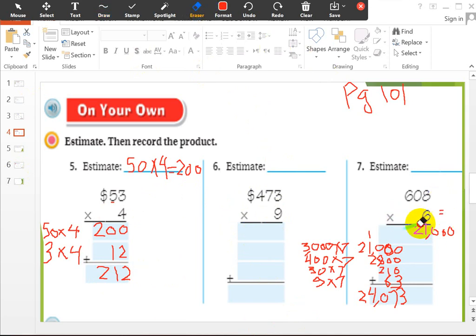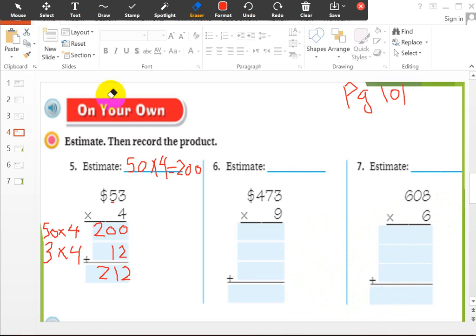Okay? Now, number 6, how will I multiply 473 with 9? Okay, first thing, I will estimate the answer. So I have to round the whole number to the nearest hundred. This is the hundreds digit. After the hundreds, I have 7. Okay, 7 is greater than 5, that means I will add 1 to the 4, it will be 5, and the numbers after it will be 0. So it will be 500.